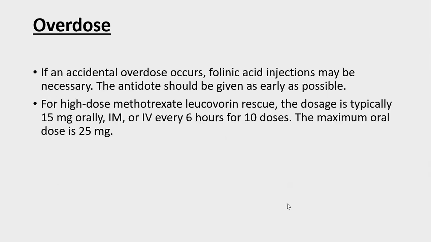Overdose. If accidental overdose occurs, folinic acid injections or oral tablets may be necessary. The antidote should be given as early as possible. For high-dose methotrexate, there's folinic acid or leucovorin rescue. The dose is typically 15 mg orally, intramuscular or intravenous, every 6 hours for 10 doses. The maximum oral dose is 25 milligram.